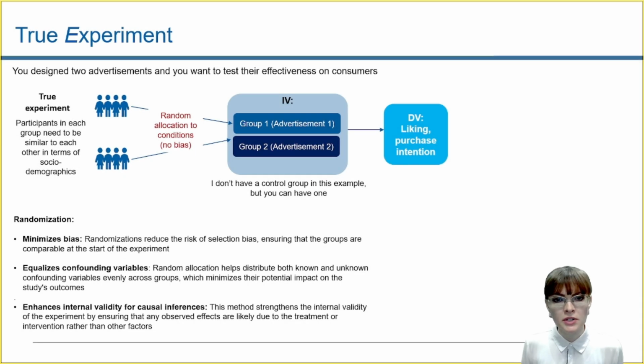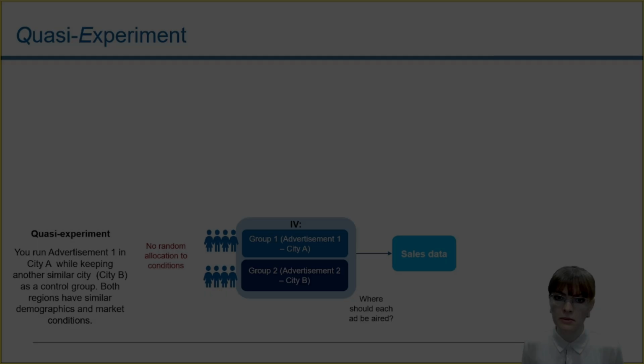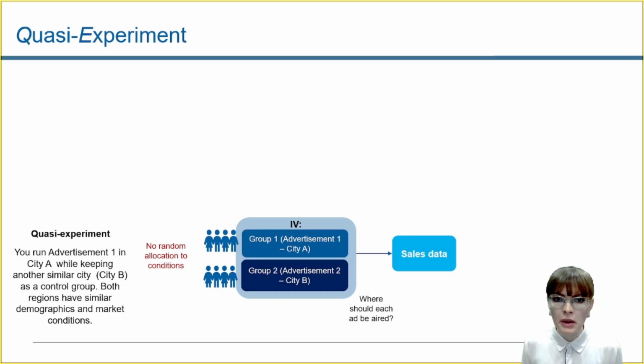Now that we've covered a true experiment, and now you know that it is about true random allocation of the participants to the experimental conditions, let's have a look at a quasi-experiment. A quasi-experiment is an experiment where random allocation of the participants is not taking place. And very often it occurs in very unique situations.